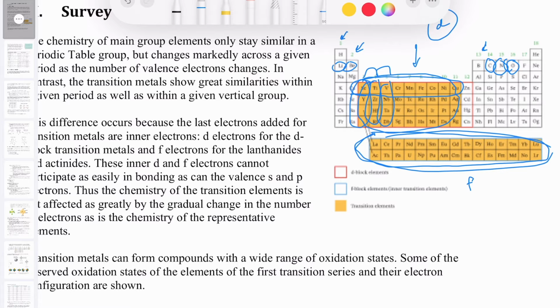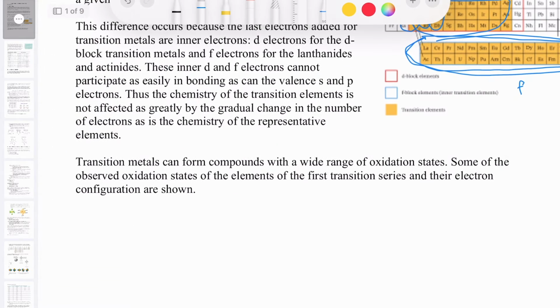The reason the transition metals don't differ by much is because you're adding the electrons to the d orbitals, which are the inner orbitals, the inner shell, versus the main group elements, where you're adding to the valence shell. The inner shell electrons are not really used for bonding, and so they don't affect the properties as dramatically as when you're adding to the valence shell, which is what happens with a main group element.